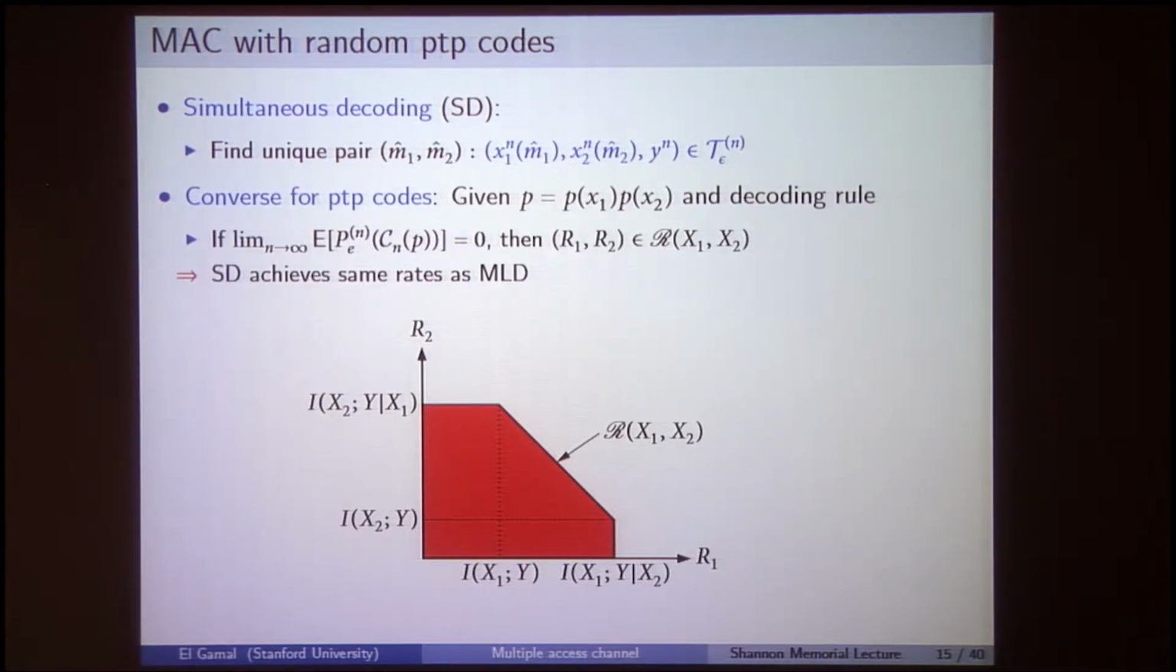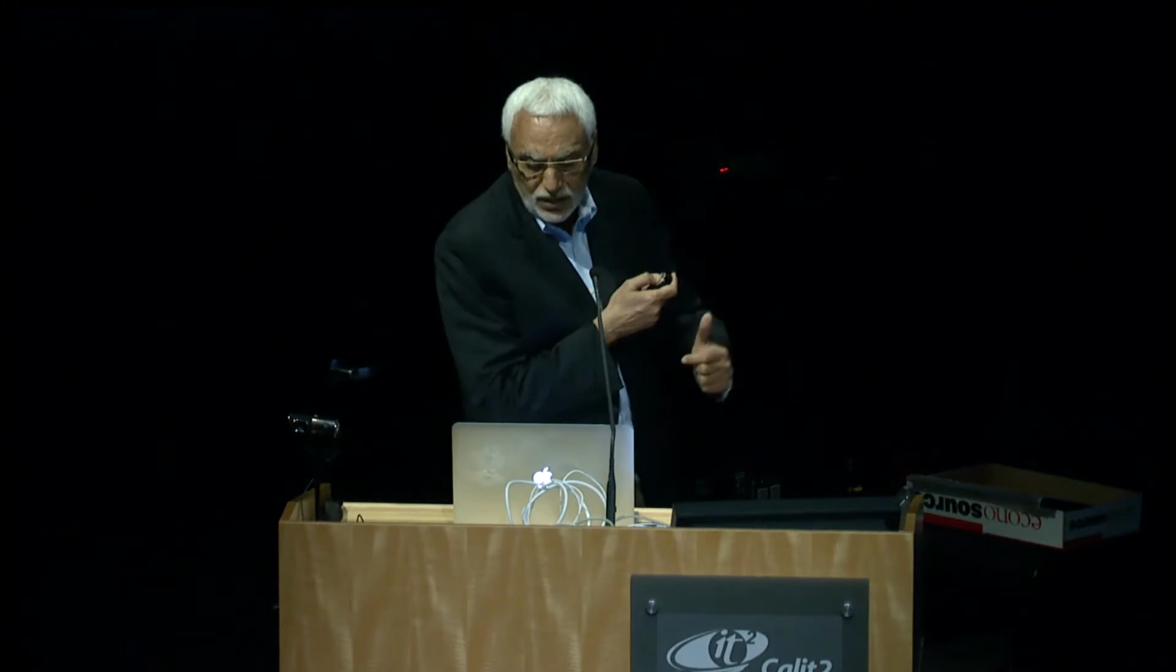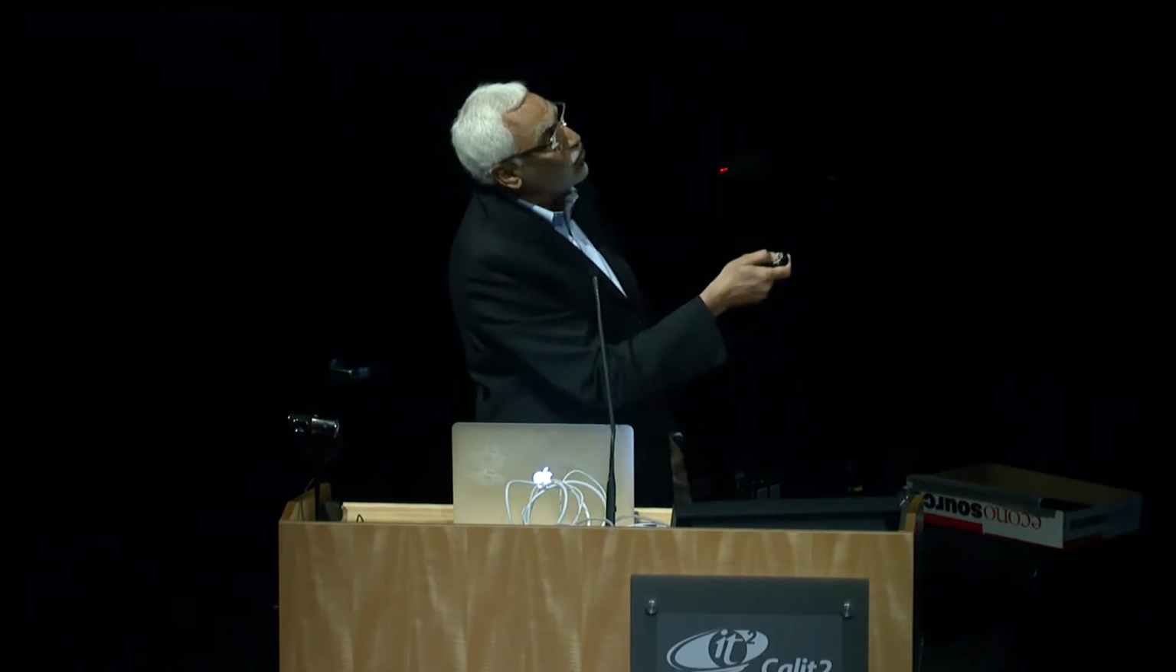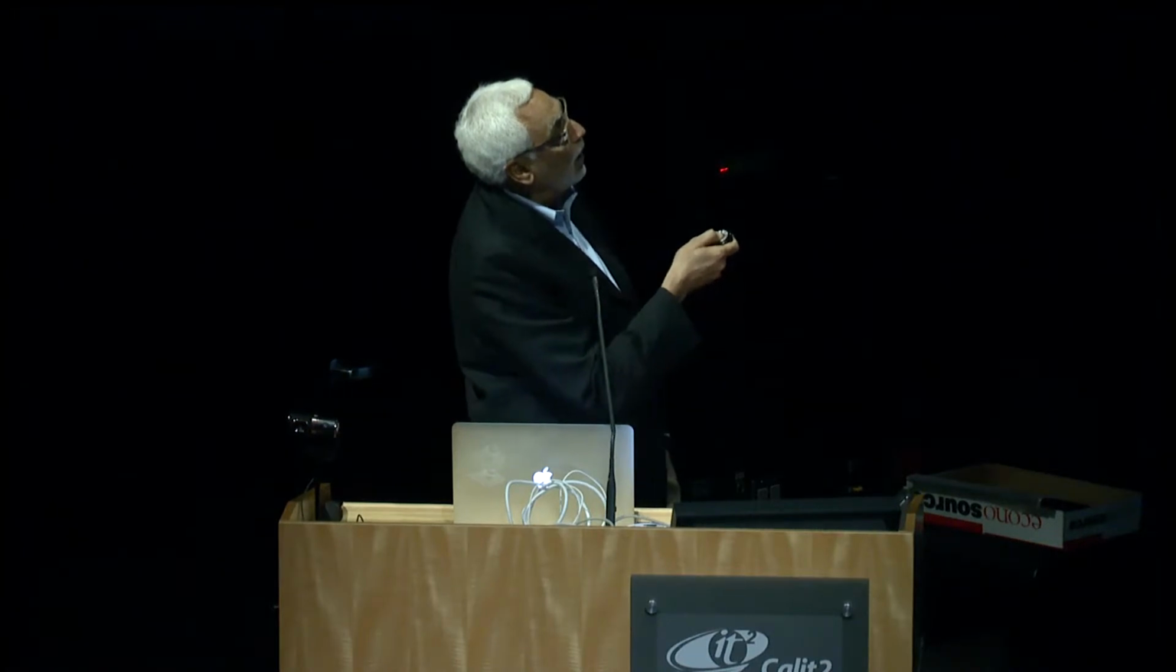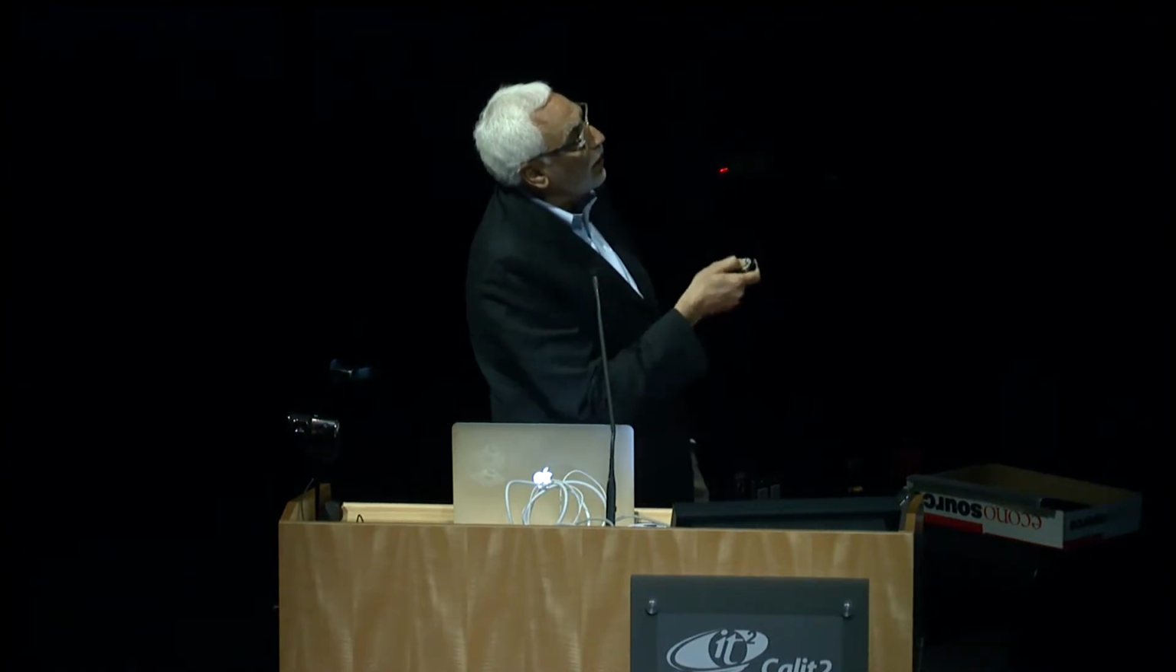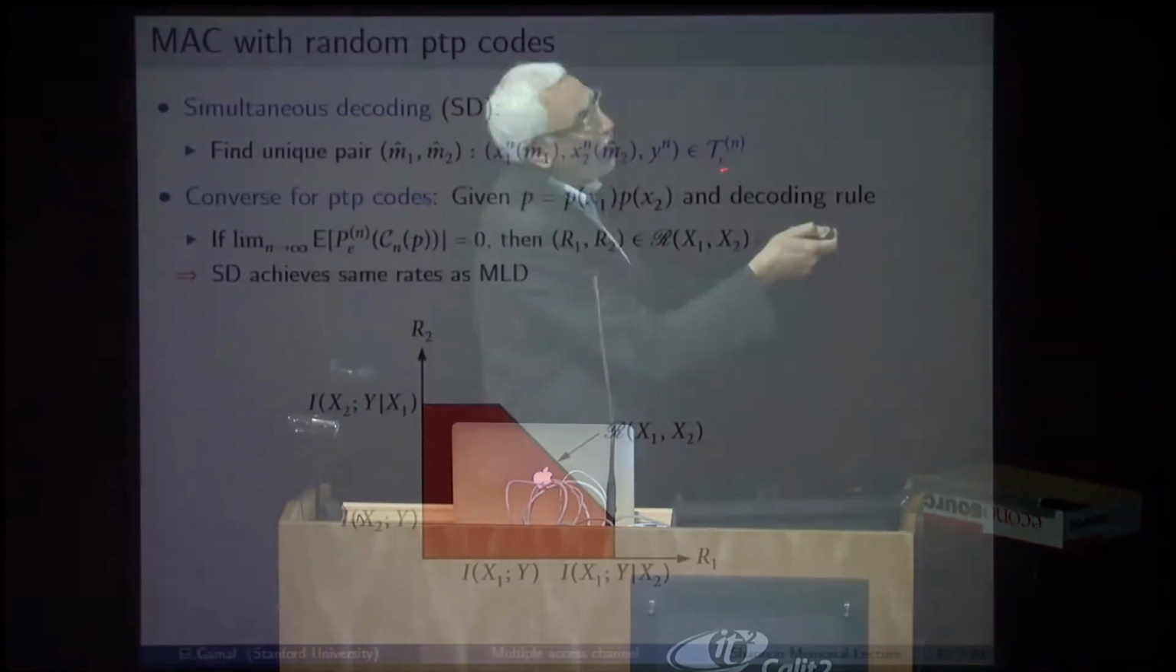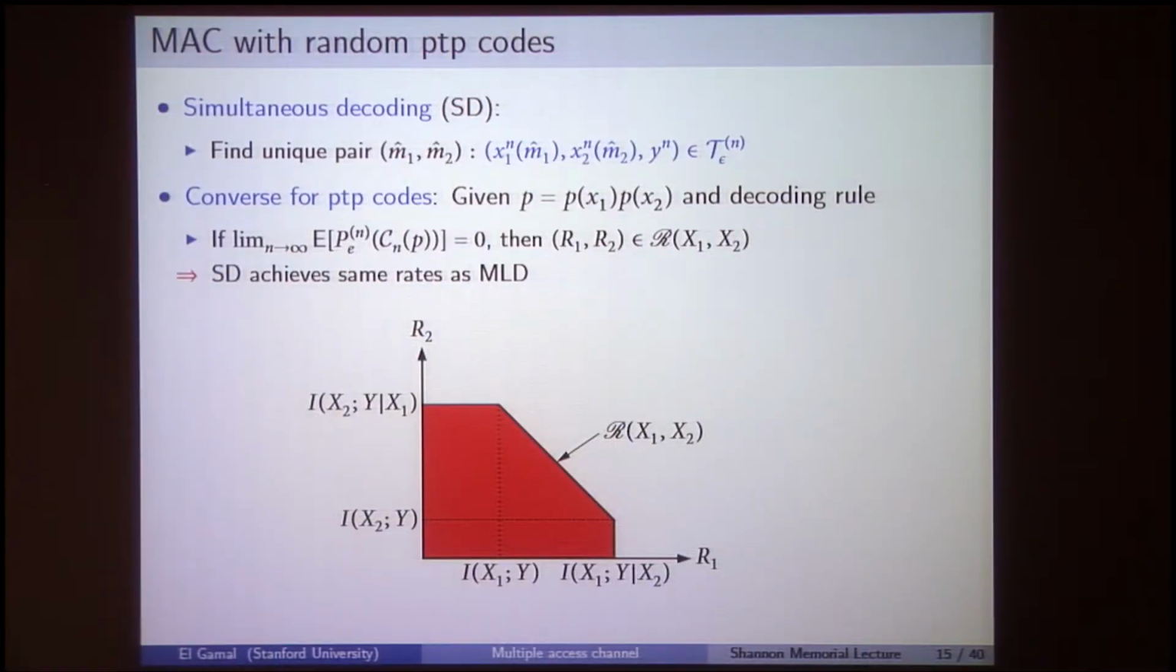Now, you can also show that for the MAC, performing the maximum likelihood decoding analysis is pretty difficult, but you can still prove a converse for point-to-point codes, which is an extension of the converse that I mentioned earlier. Given p(x1), p(x2), and a decoding rule, if the limit of the expected probability of error goes to 0, then R1 and R2 must be in this pentagon region. So that means that simultaneous decoding achieves the same rates as maximum likelihood decoding. Okay.